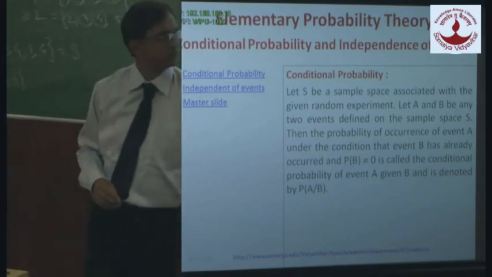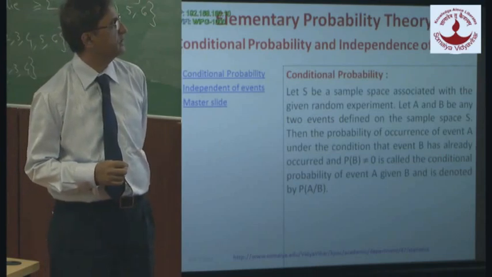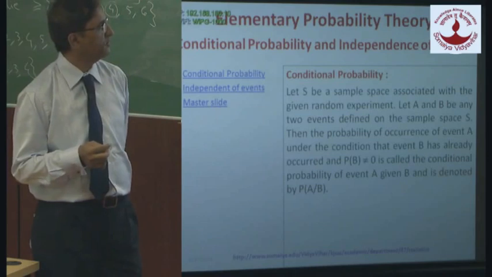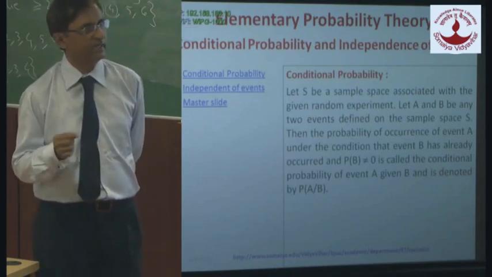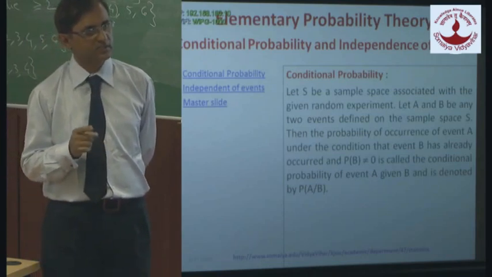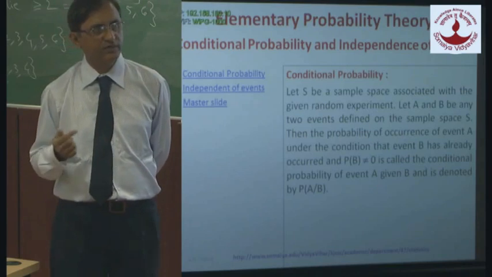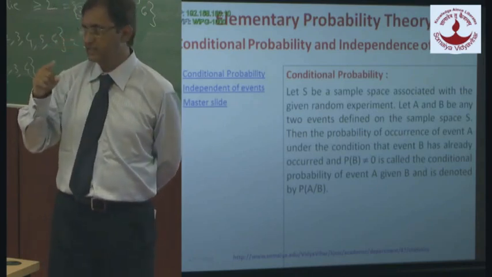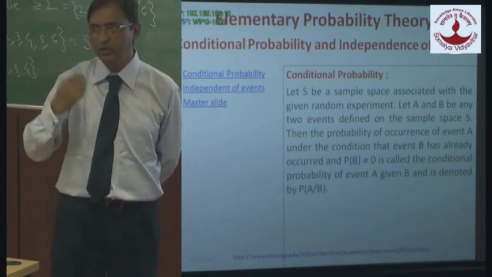Conditional probability. Let S be the sample space associated with the random experiment, and A and B be any two events defined on the sample space. Then the probability of occurrence of event A under the condition that event B has already occurred, such that probability of B is not equal to 0, is called the conditional probability of event A given B, and it is denoted by P(A/B). That is the conditional probability. Under the condition, we are obtaining the probability.